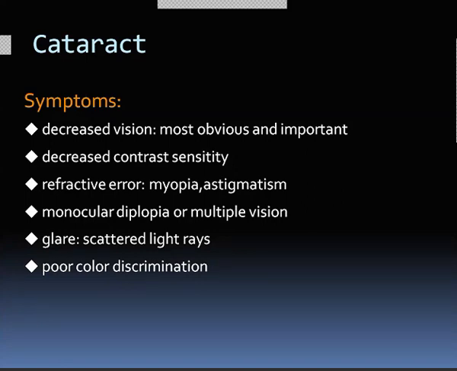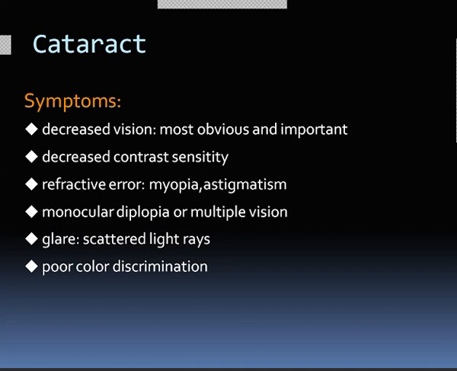There is decreased vision, poor color discrimination, and decreased contrast sensitivity in the case of cataract. And also, because the lens acts as the refractive medium, whenever there is formation of some extraneous material or opacification, it leads to refractive error, either in the form of myopia or astigmatism.